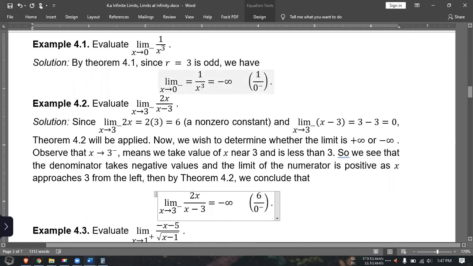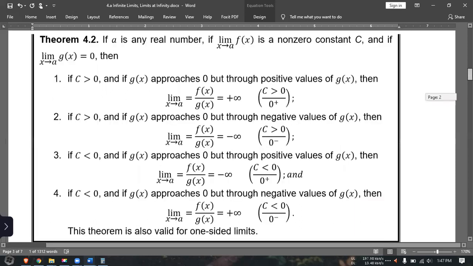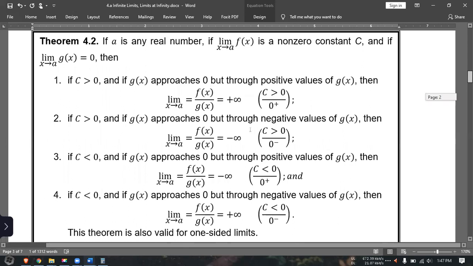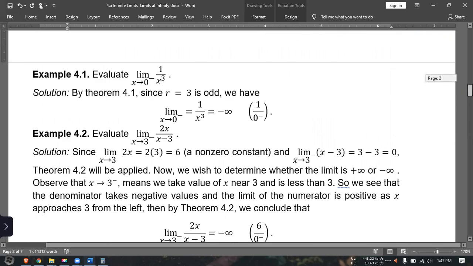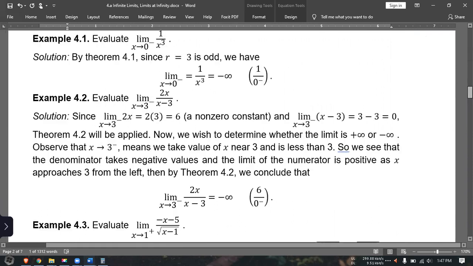Furthermore, observing the sign of the numerator and our denominator. Since our numerator is positive, and our denominator is approaching 0 from the left side, applying this time theorem 4.2: if the numerator is positive, and if our denominator is approaching 0 from the left side, then the function approaches negative infinity. So that's it. That is for example number one.